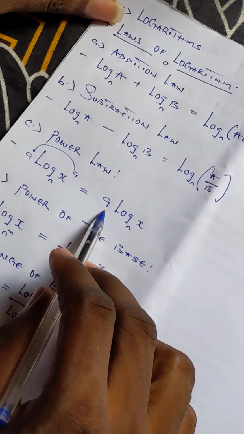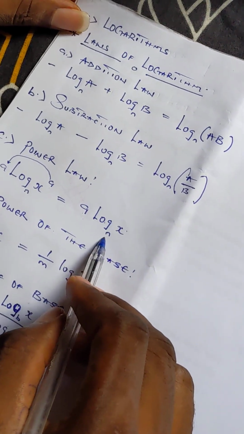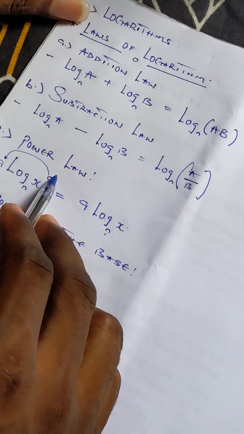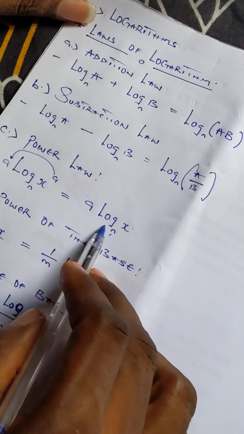And this will give us a log x base n. So whenever you have a log with a power, it means that the power will have to crawl over to the front of the log, and that will give you your answer.